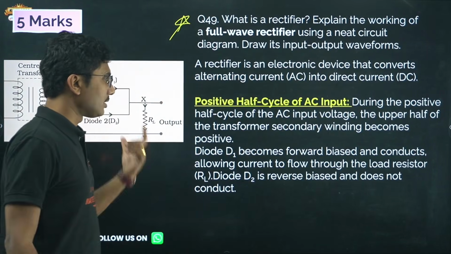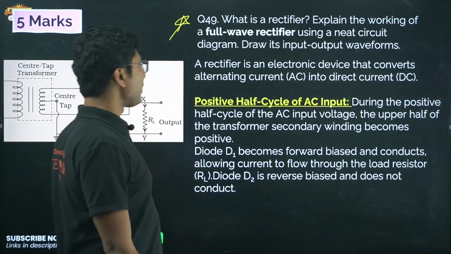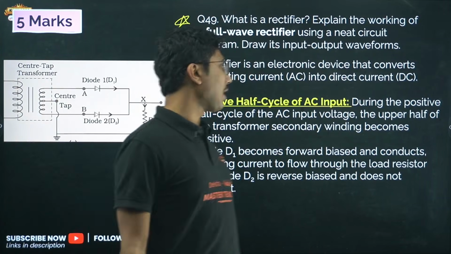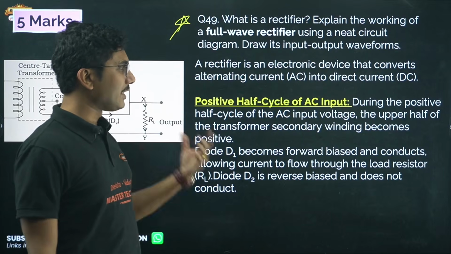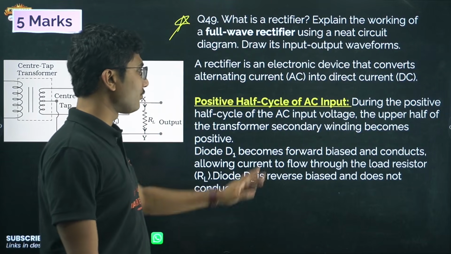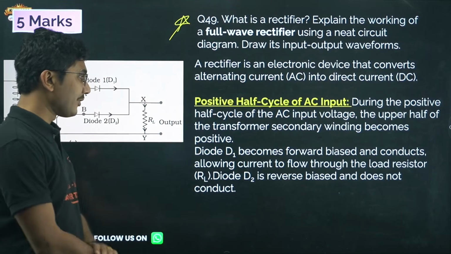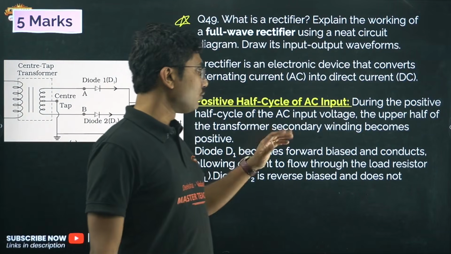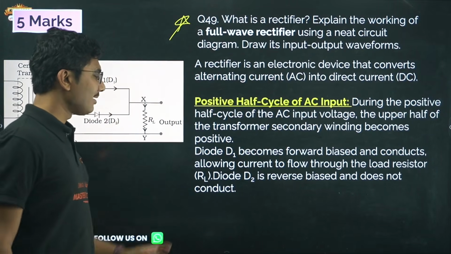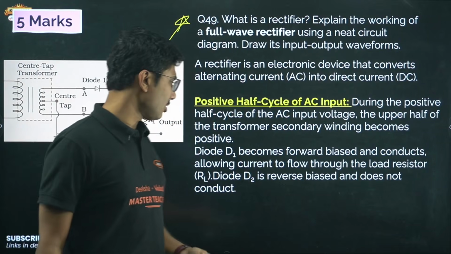Almost done, just a few minutes. During the positive half cycle of the AC input voltage, the upper half of the transformer secondary winding becomes positive, diode D1 becomes forward biased and conducts, allowing the current to flow through the load resistor RL. Diode D2 is reverse biased and does not conduct.